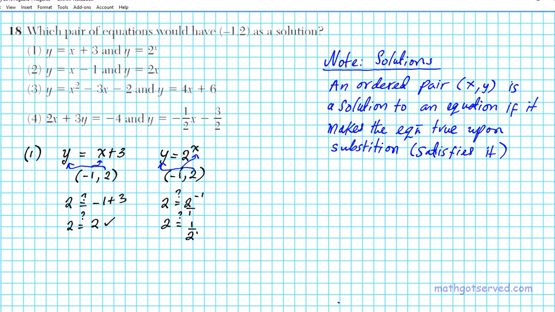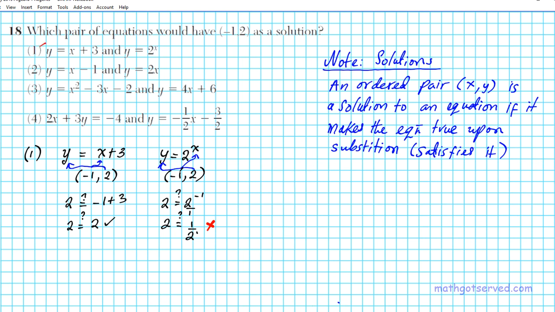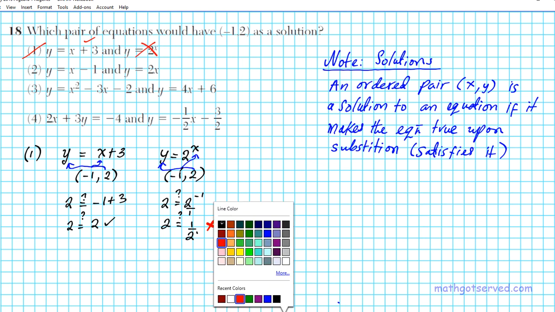The answer is no. So the ordered pair satisfies the first equation, but it does not satisfy the second one. So option 1 is not the answer because -1, 2 does not result in a true statement for both. Just the first one, but the second one it failed. Alright, so let's move on to option number 2.